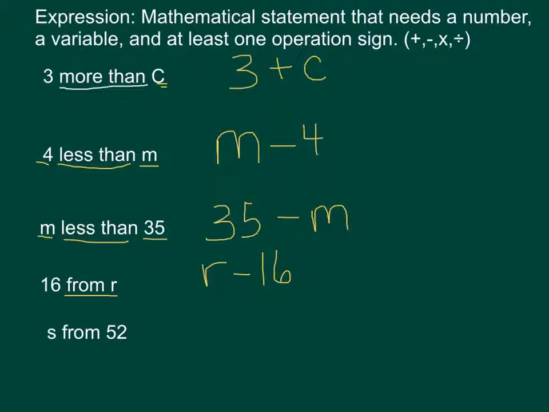Here we have S from 52. So I'll ask you again, do we start out with 52 or do we start out with S? If you said 52, you would be correct. And how much do we take away from it? We don't know, but we're going to put our variable there just as an anchor. So we had 52 of something, and then some went away.